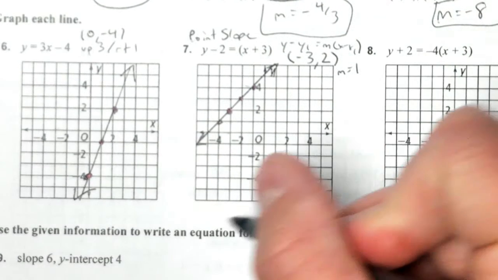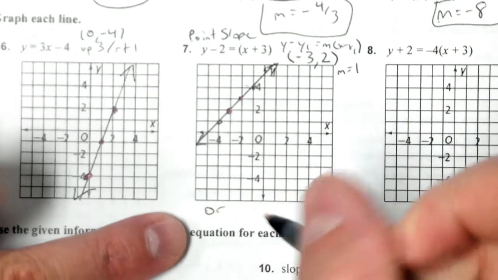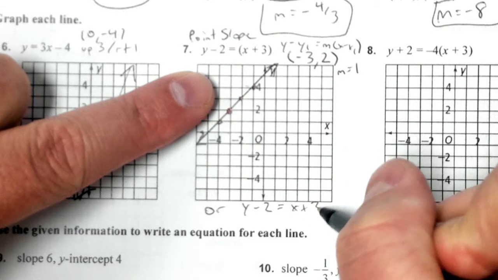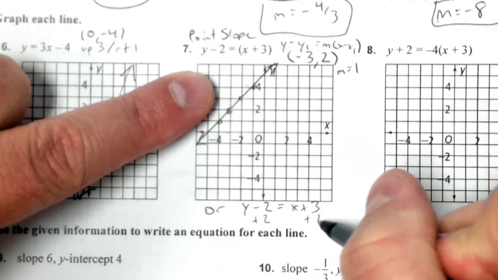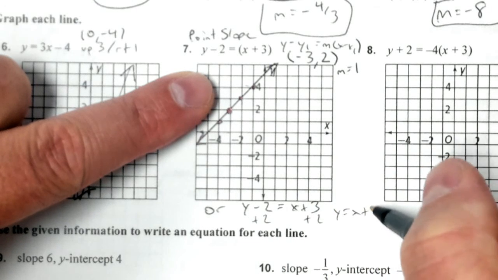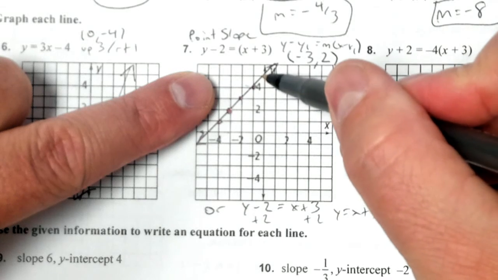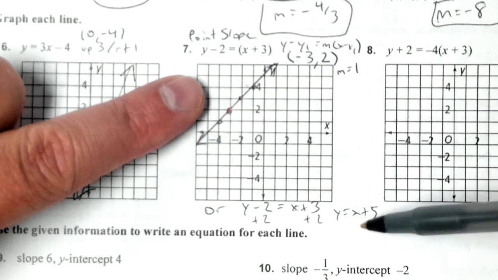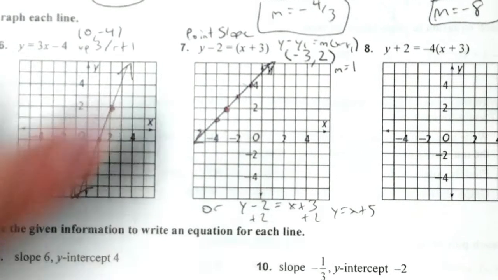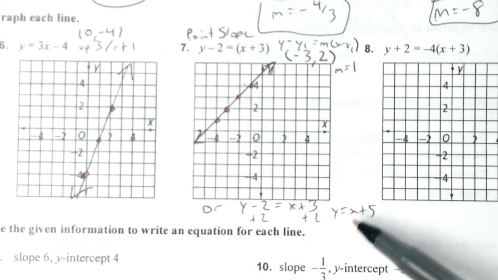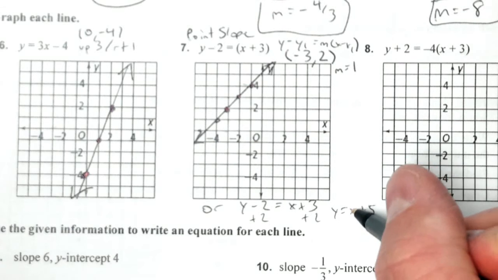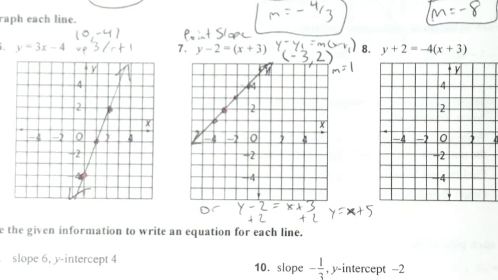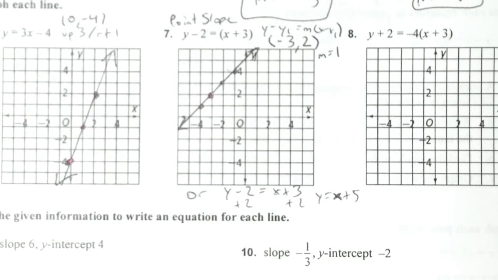Again, if you really wanted to, this is optional. I could have started with y minus 2 equal x plus 3 and then just added 2 and got y equal x plus 5. And so then, you know, 5 and then slope of 1. So these are equivalent forms of the same equation. Just one of them is solved for y. So again, there's many ways you could do this. Do whatever's best for you. Any questions?